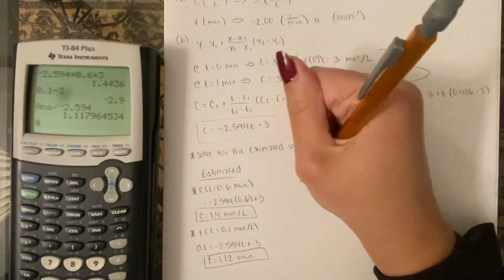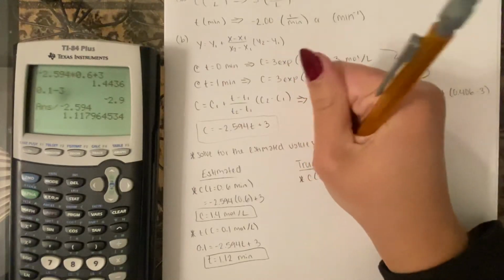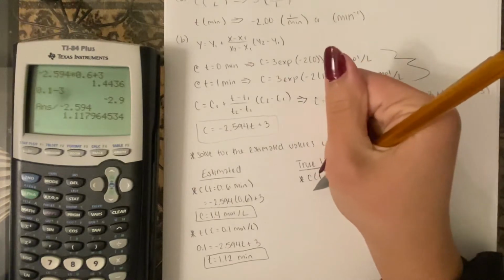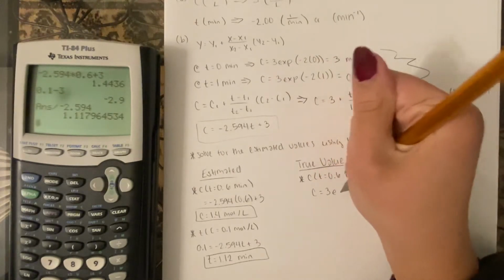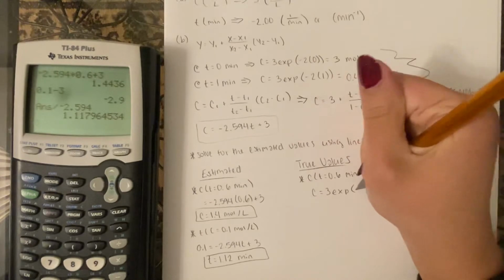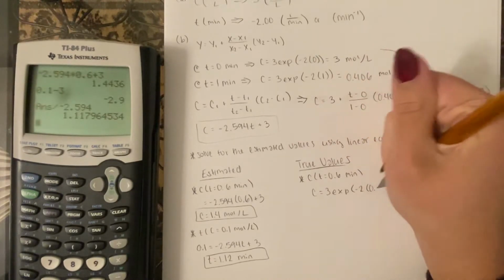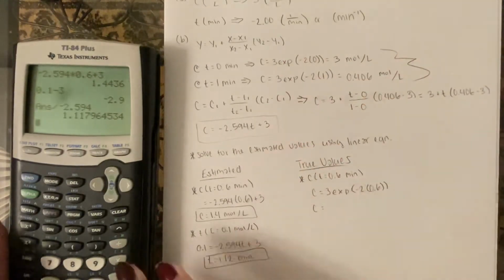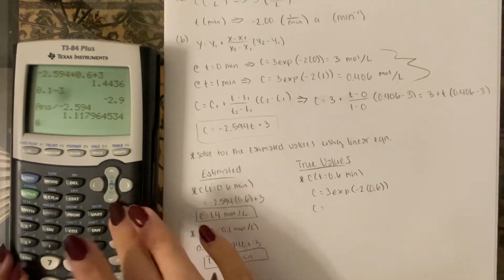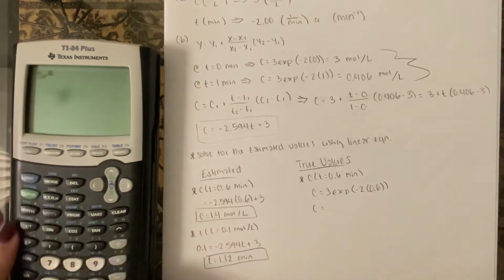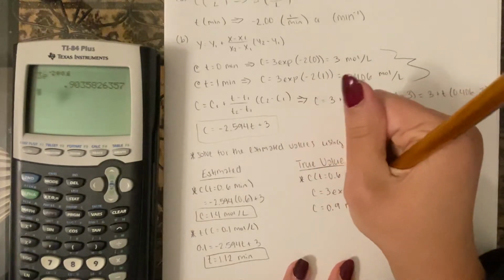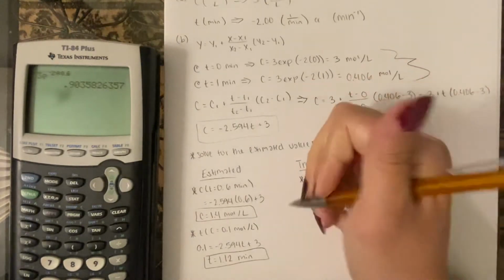So here we have C when T equals 0.6 minutes. And that is going to be C equals 3 exponential -2 times 0.6. So C equals 0.9 moles per liter.